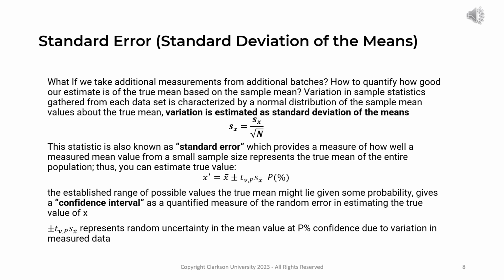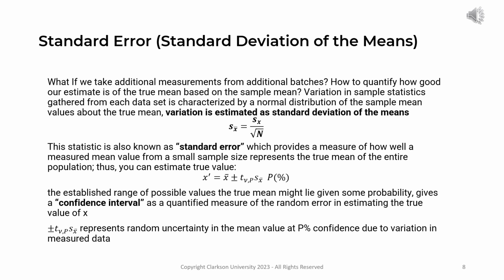The variation is estimated from a single finite data set using the standard deviation of the means, S sub x bar. S sub x bar equals the standard deviation over square root of n. This statistic is also known as the standard error, or the standard error of the mean. The standard deviation of the means provides a measure of how well a measured mean value from a small sample size represents the true mean of the entire population.